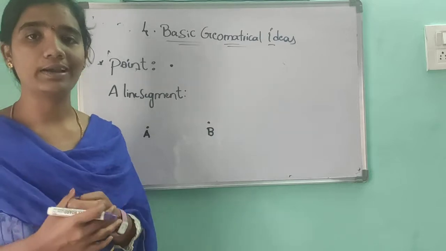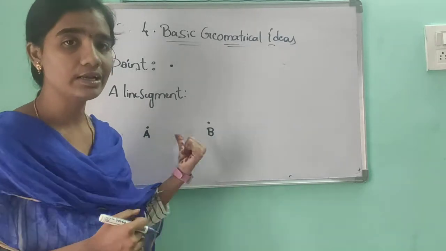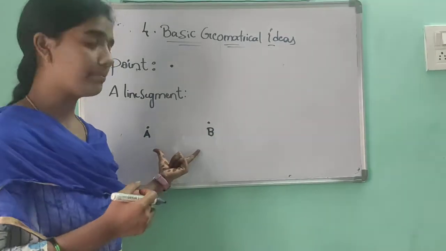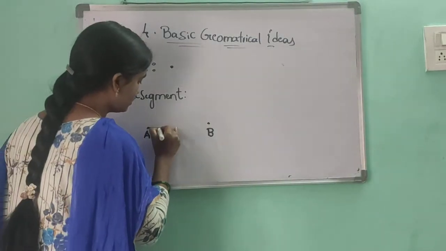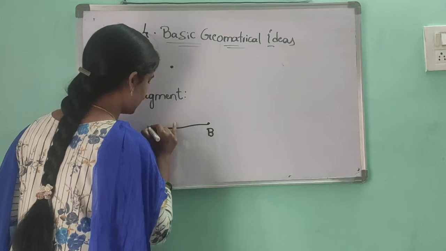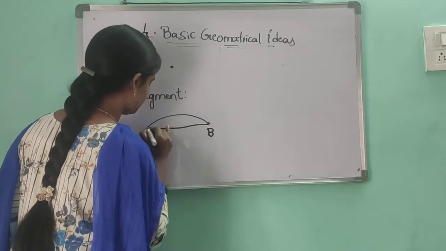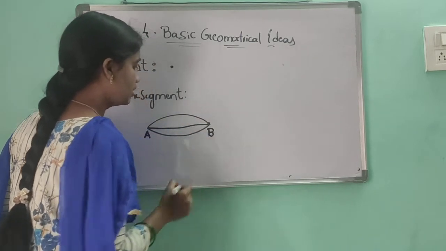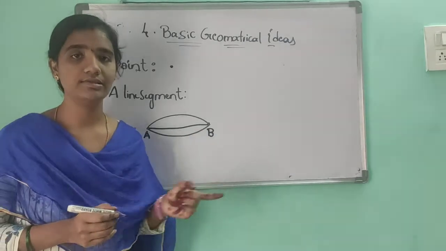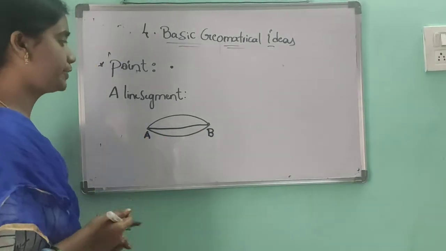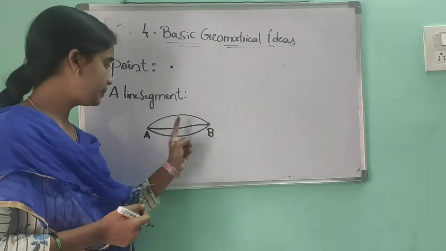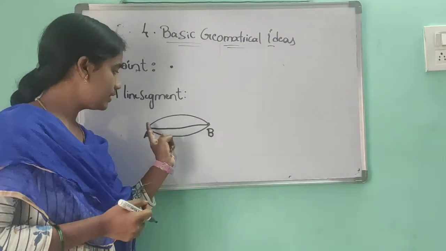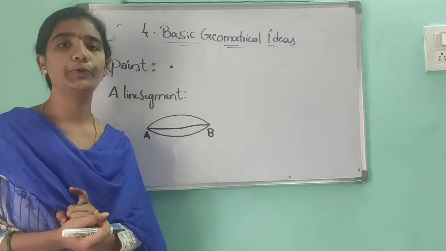Now we try to connect some lines. Here we can draw three lines. These three lines are all connected from A to B.